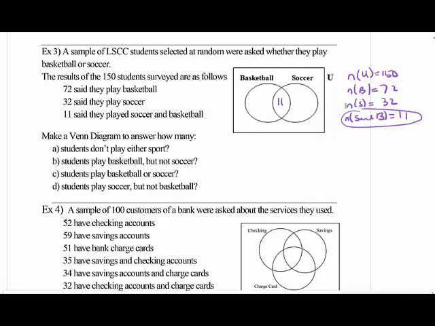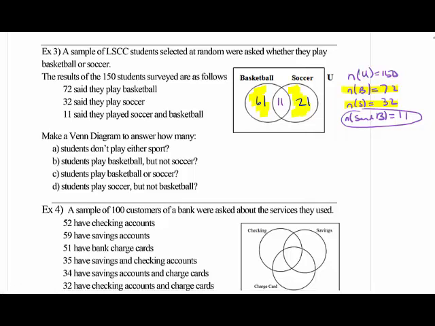Now we're going to go again and ask what's left over in those pieces of those circles. Those sets is really what I'm referring to. So I have 32 in soccer total. I'm going to take off the 11, which leaves me with 21. For basketball, we have 72 total. So we take off the 11, and we're left with 61.